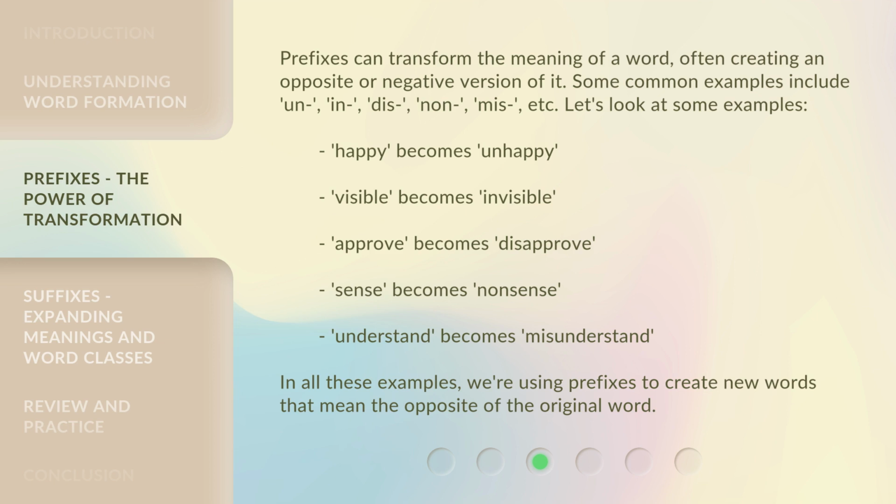Happy becomes unhappy. Visible becomes invisible. Approve becomes disapprove. Sense becomes nonsense. Understand becomes misunderstand. In all these examples, we're using prefixes to create new words that mean the opposite of the original word.